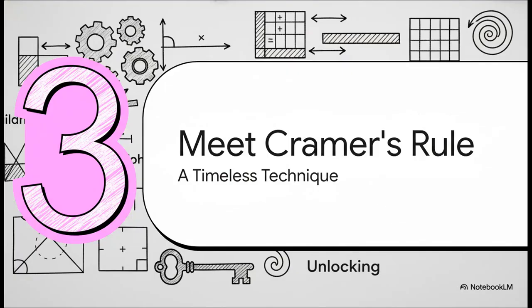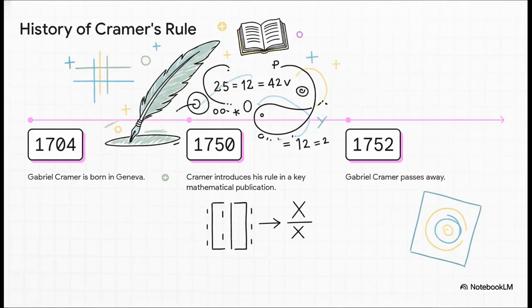Okay, so now that we know how to find the determinant, we can unlock the main event. We're talking about a super powerful technique called Cramer's rule. And get this. This isn't some brand new trick. This rule was introduced way back in 1750 by a Swiss mathematician named Gabriel Cramer. It's just a beautiful, elegant solution that's been around for centuries.